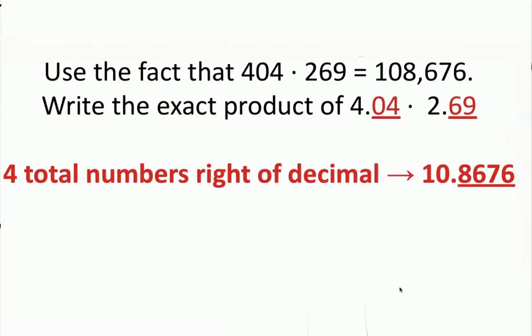In this next example, you should have 10.8676 as your answer, because there were 4 total numbers to the right of the decimal, so we moved our decimal back 4 places. Complete the last warm-up problem on your own, then come back to the video when you're ready for notes.